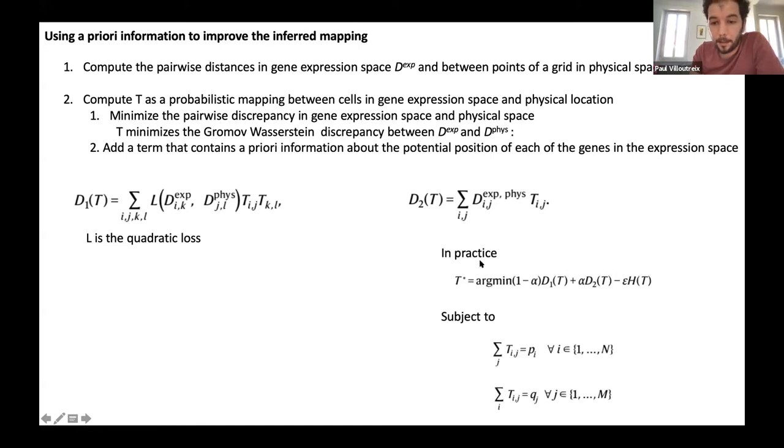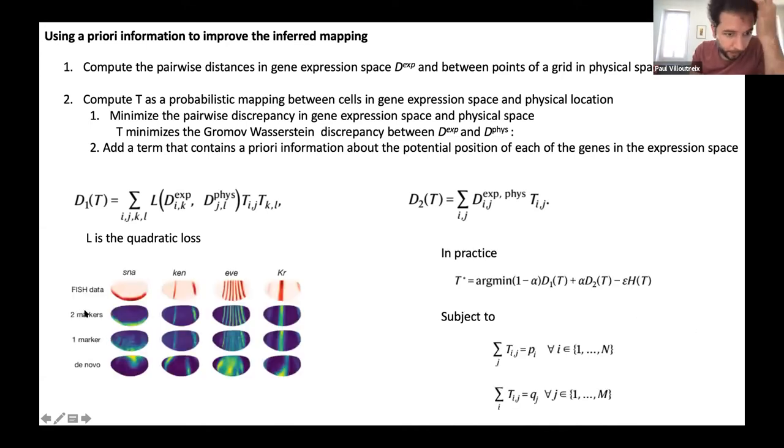And you get in the end an optimization problem where you try to find the transport matrix T that minimizes a combination of this first term, the Gromov-Wasserstein discrepancy, the one that tries to preserve the pairwise differences from one space to the other, plus another term that tells you how close you are to the a priori information that you have from an atlas. And then you have the entropic regularization also to make it better to solve computationally. And the results that you get with only one or two marker genes are much better compared to when you don't have any a priori information.